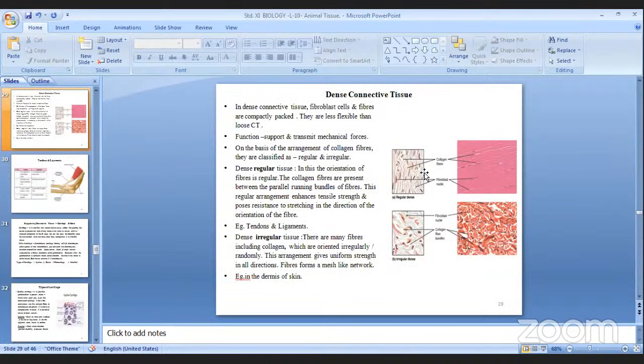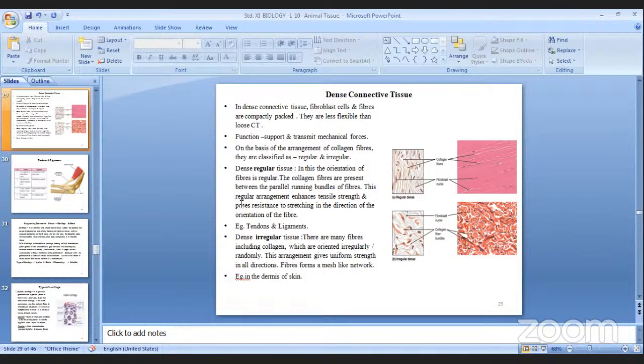Now, we have studied the loose connective tissue. Now comes the dense connective tissue. In dense connective tissue, you can see both in front of you in the diagram. This is the regular dense, and this is irregular dense. Now regular dense. In this, the orientation of fibers is regular. The collagen fibers are present between the parallel running bundles of fibers. You can see the diagram here, students. They're running parallel to each other.